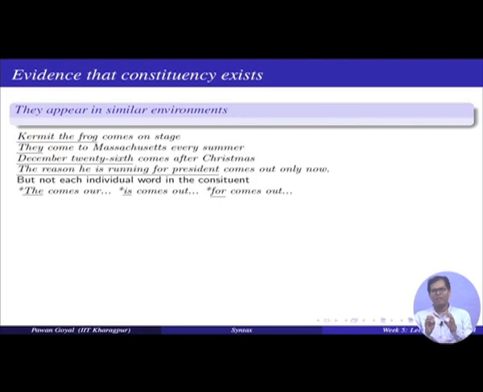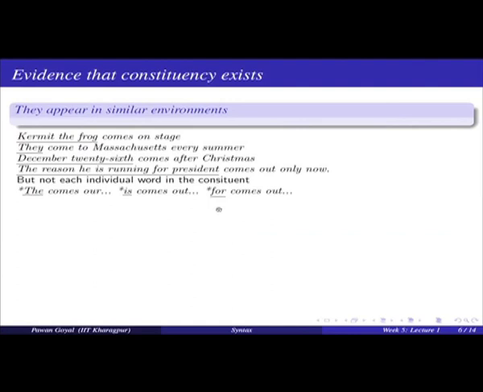So this whole thing behaves as a single unit, and they occur in similar contexts. All the noun phrases are occurring in similar contexts. This is one evidence that constituency is actually there. What is the other evidence?